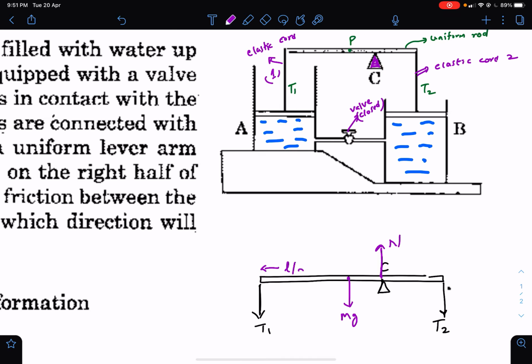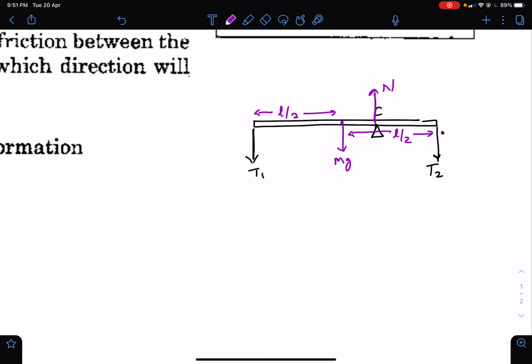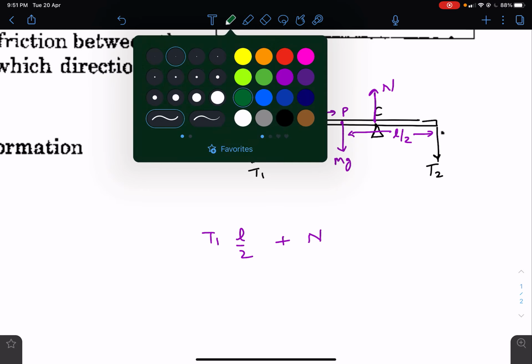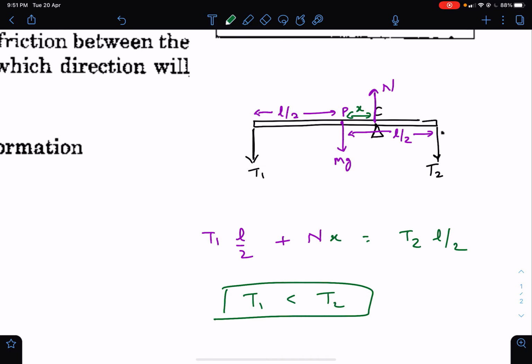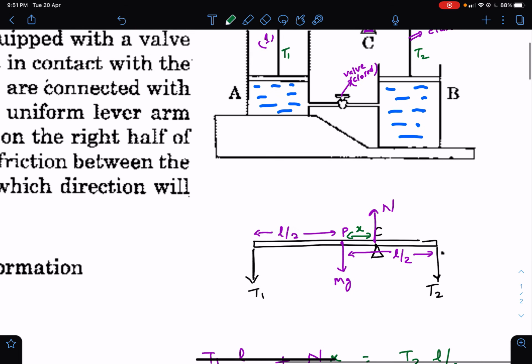Now we have got L by 2 and we have got this L by 2. Now in equilibrium, which tension will be more? So let's do torque balance about the midpoint P. About P, if you do the torque balance, you will get T1 into L by 2 plus N into some distance x, let us say that distance is x, so plus Nx, and that will be balanced by T2 into L by 2. So from here we can understand that T1 is less than T2. Now that is the equilibrium situation.